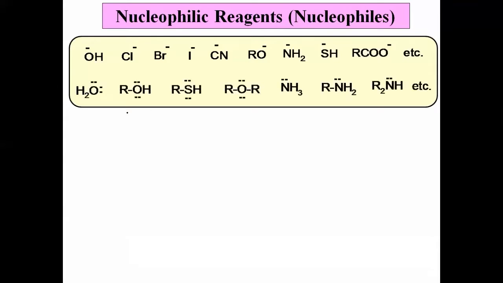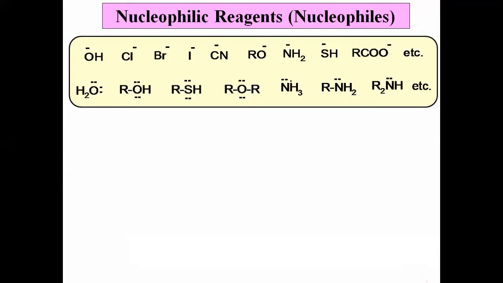While these are again some examples in the second line: H2O, oxygen having 2 lone pairs of electrons, ROH, always oxygen containing compounds having 2 lone pairs of electrons. Similarly, thiol, this is alcohol, this is thiol. Sulfur also having 2 lone pairs of electrons. Then ether, right? Then ammonia, nitrogen containing having 1 electron pair. Then primary amine, secondary amine, tertiary amine. These are the examples of nucleophilic reagent.